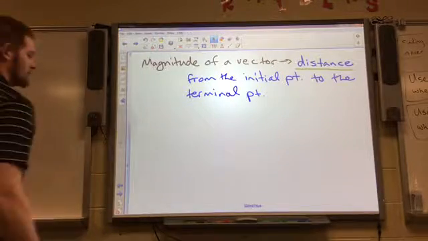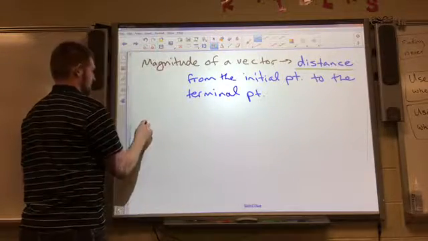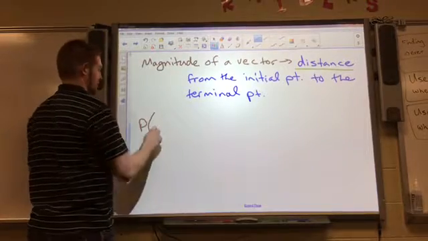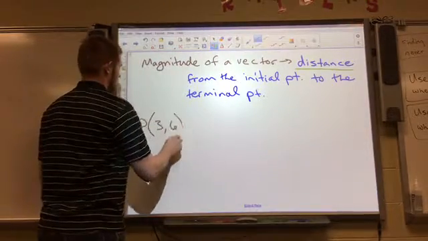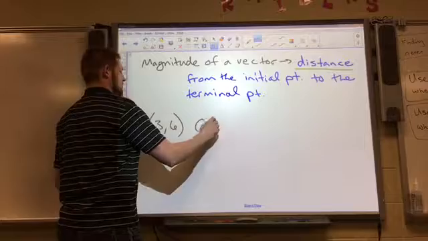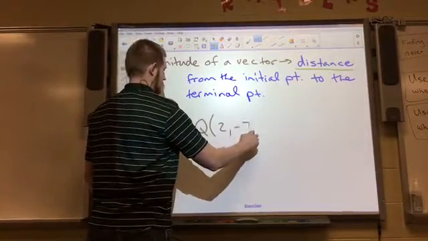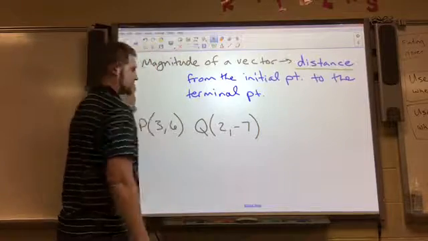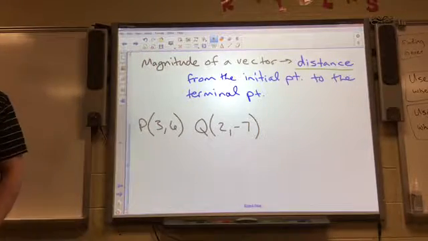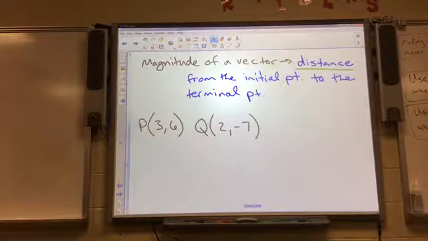So if I gave you P and told you it was the initial point, and I gave you Q and told you it was the terminal point, what do you suppose you're going to have to do? You're going to have to do the distance formula. You're going to have to find the distance.